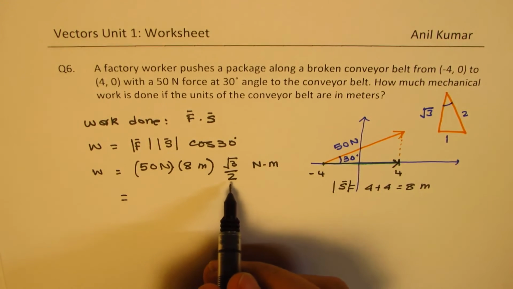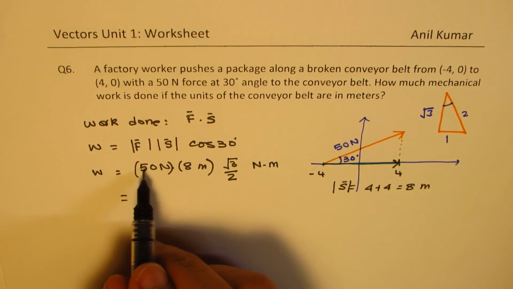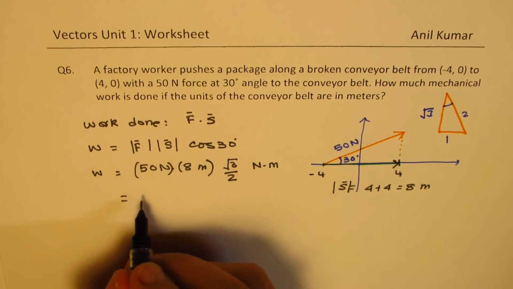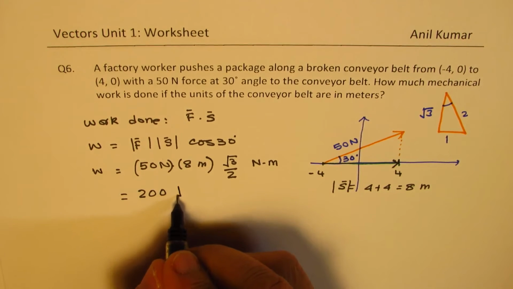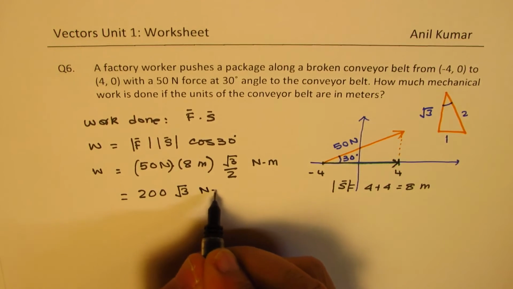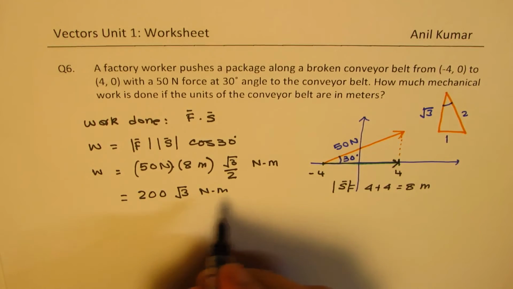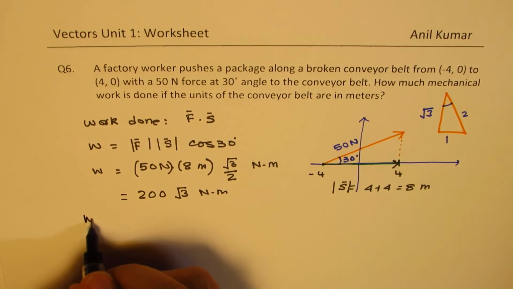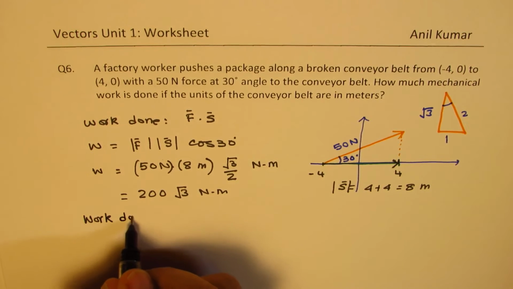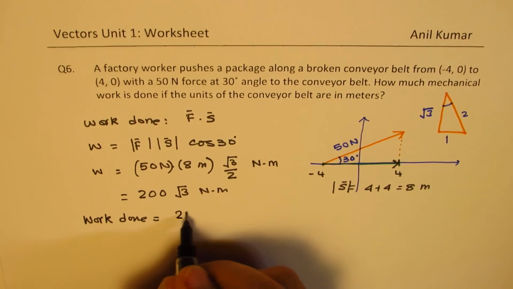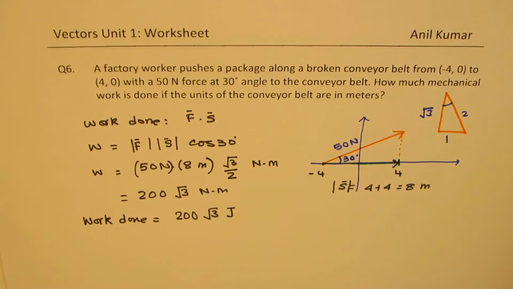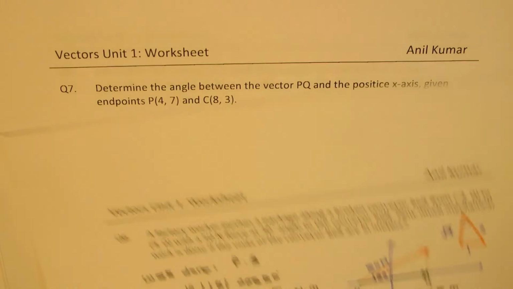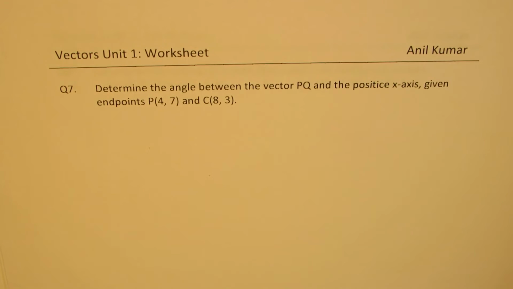So that is the work done. We can simplify this: 4 times 50 is 200. So we have 200 square root 3 Newton meters, and we also use the units joules. So we can say work done equals 200 square root 3 joules. So that is the solution. Let's move on and take question number 7 now.